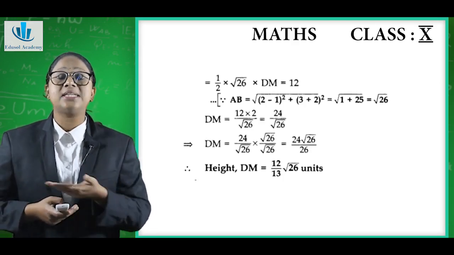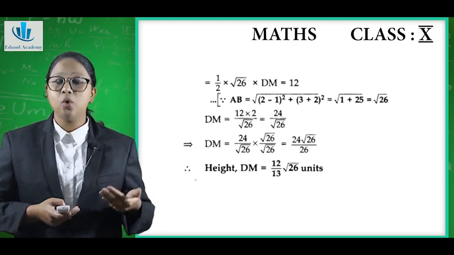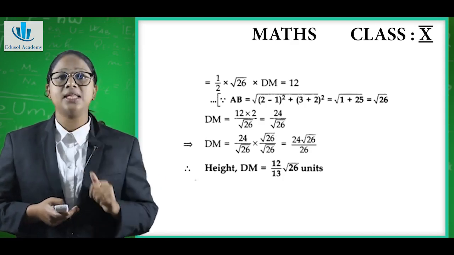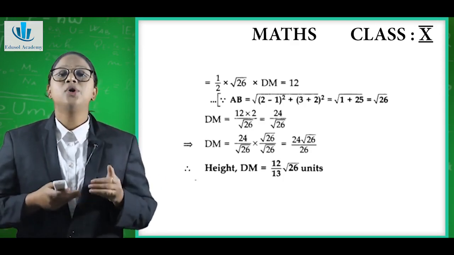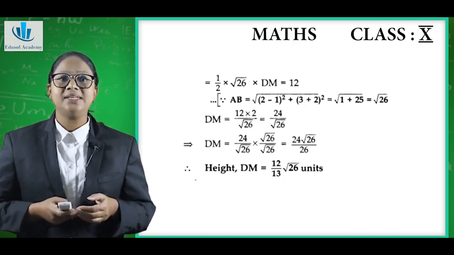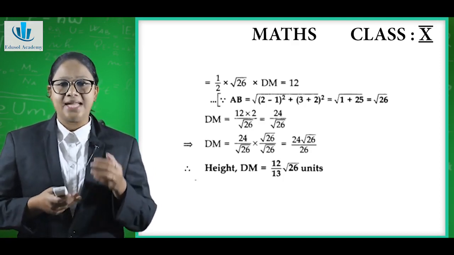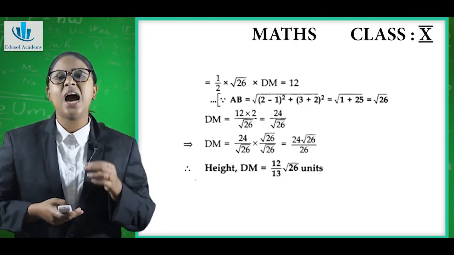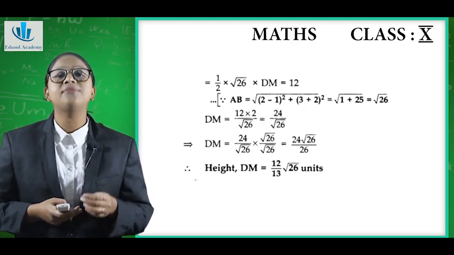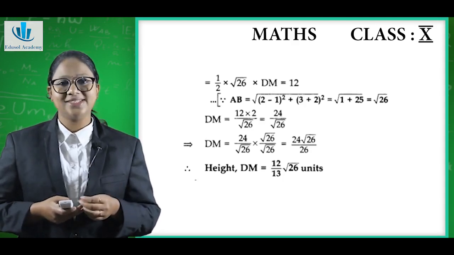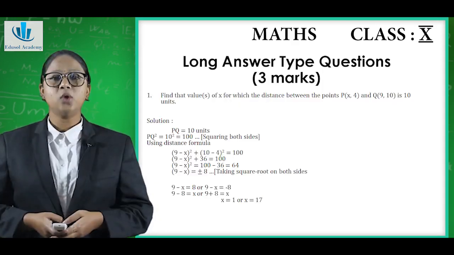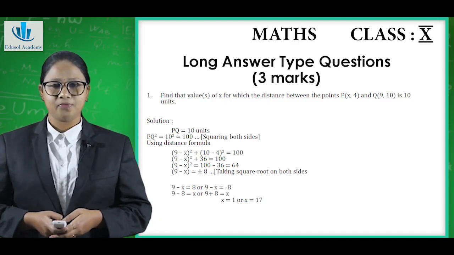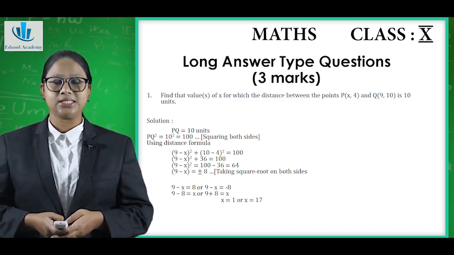So AB, that is a base, is root 26. We know area, we are asked to find the height. So half into root 26 into DM is equal to 12. On cancellation and rationalizing the denominator, we will get the height DM as 12 by 13 root 26 units. We shall now discuss the next type of questions. Long answer type questions carrying 3 marks each.